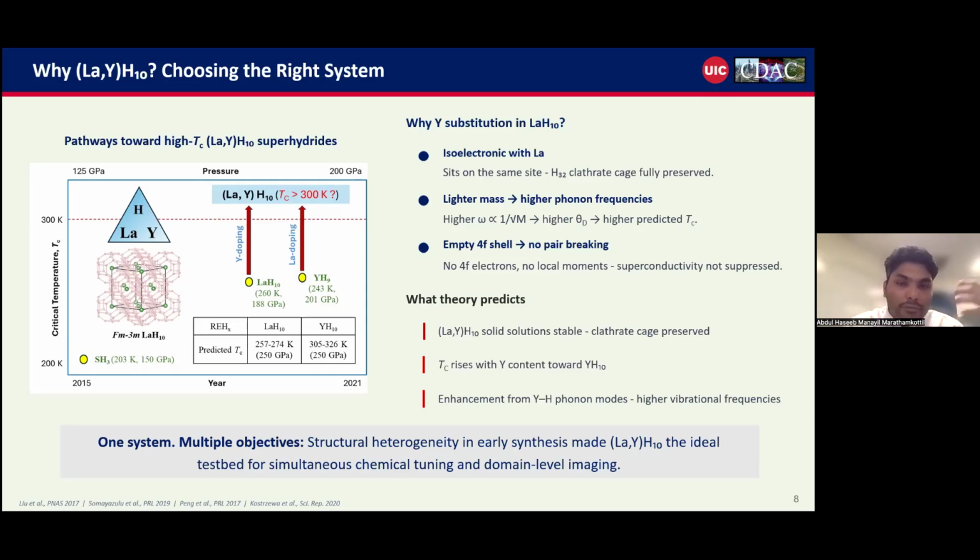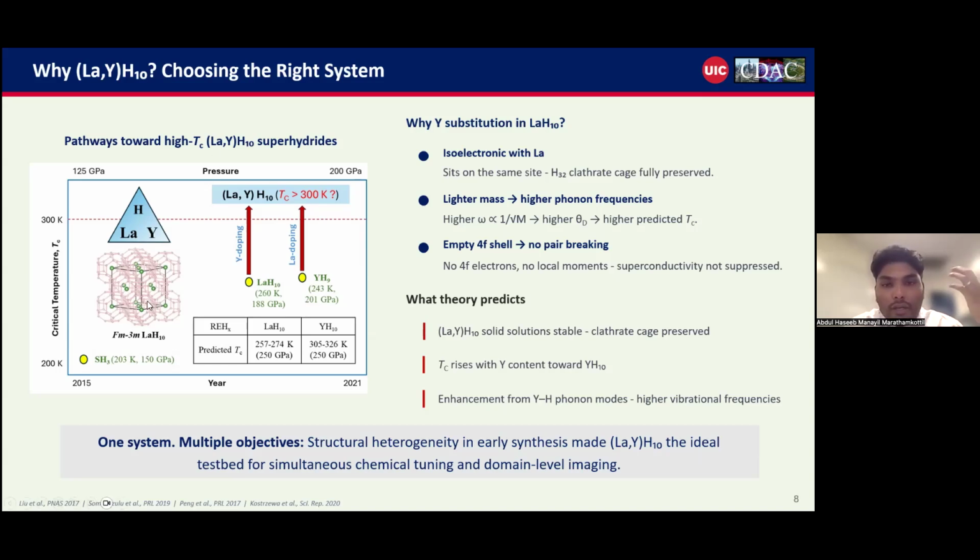For us, that system was lanthanum yttrium H10. The logic starts here. On the left, LaH10 is the benchmark at 260 Kelvin at 188 GPa. YH10 is theoretically predicted to reach above 300 Kelvin in Tc, but has never been realized experimentally. Yttrium is lighter than lanthanum, which means higher phonon frequencies. The triangle diagram captures this.